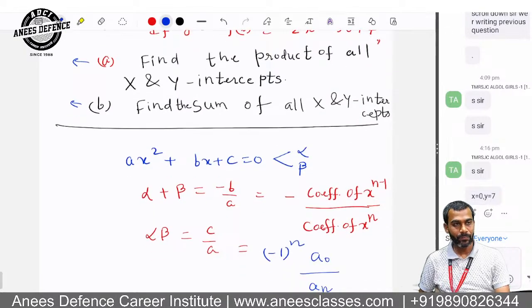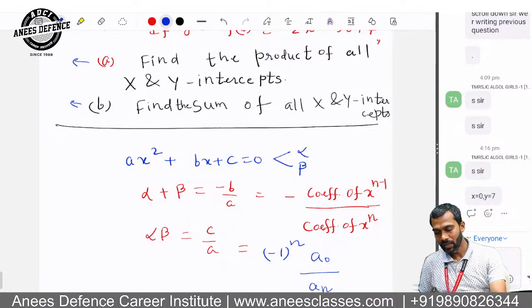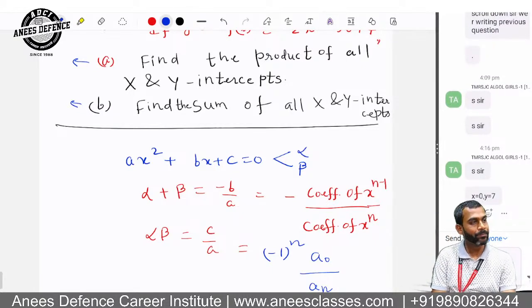Sum of x intercept plus sum of y intercept. The x intercept is 3/2, found as -b/a, and for y we put x = 0, so y is 21/2. Add them. Yes online students, okay, see, very easy.